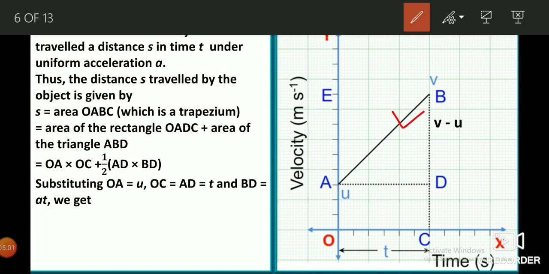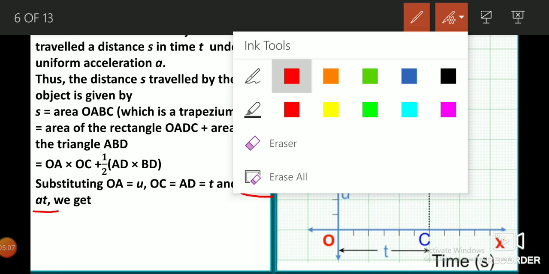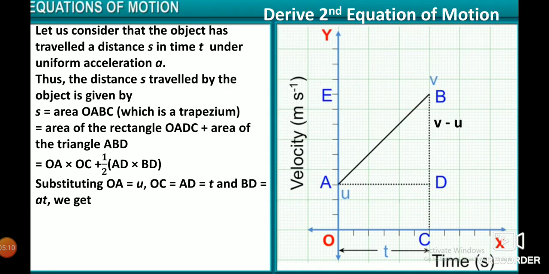You can see BD is written as V minus U, but here we are taking BD as AT. Why is it so? It is because if we use the first equation of motion, which was V equals U plus AT, you can always write V minus U is equal to AT. Hence, in place of V minus U, we are writing AT whenever we have to substitute BD. Let us substitute the values.